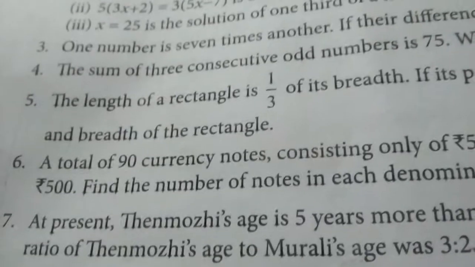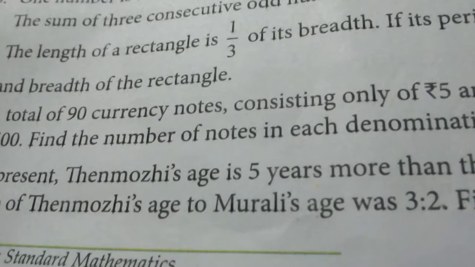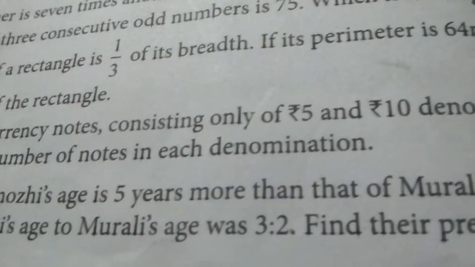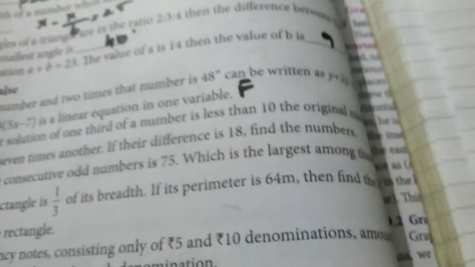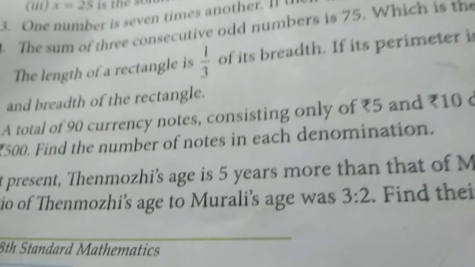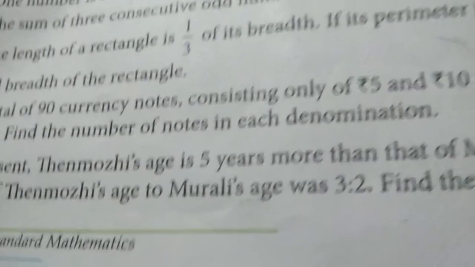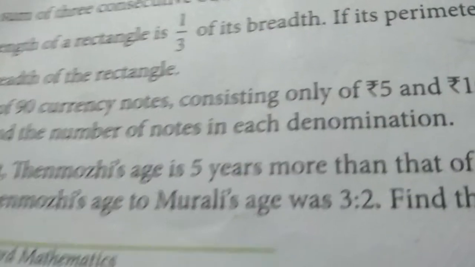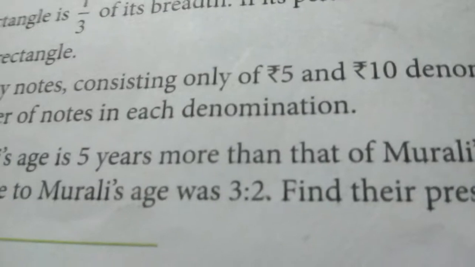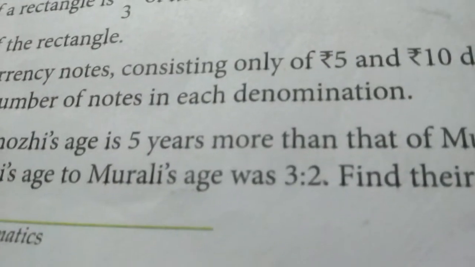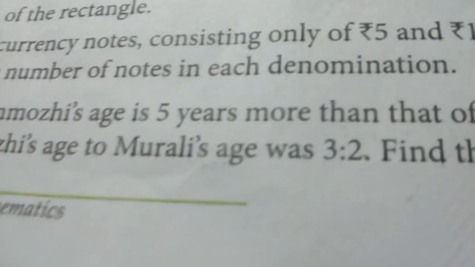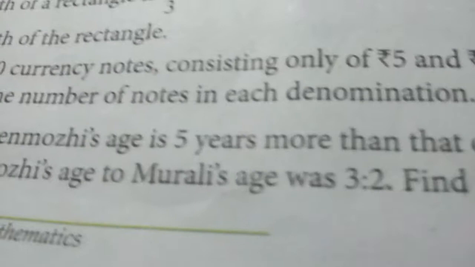Sixth question. A total of 90 currency notes consisting only of rupees 5 and rupees 10 denominations amount to rupees 500. Find the number of notes in each denomination. See, total is 90 currency notes. But in that we don't know how many 5 rupee or how many 10 rupee notes. But when you add the 5 rupees and 10 rupees, you will get the value to be 500. Now we have to find out how many 5 rupee notes and how many 10 rupee notes. That is the question.